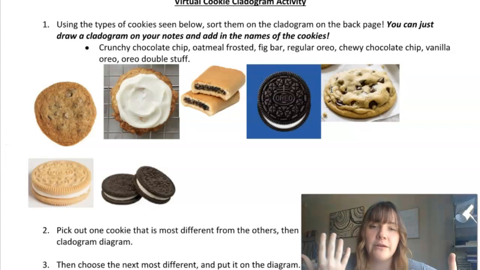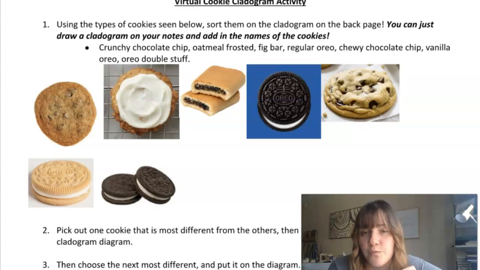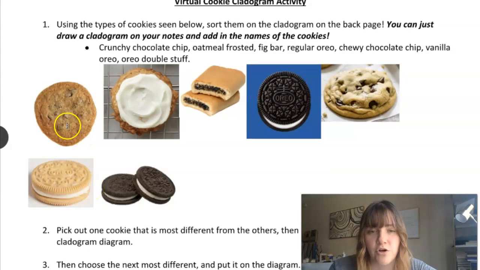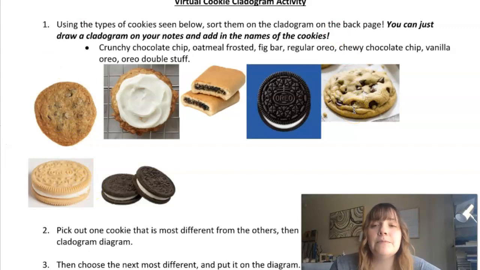So you start with a really basic criteria like shape, and then you start to move into, okay, let me group them into ones that are similar. A lot of people then group the Oreos together because they're really similar, and they group the chocolate chip cookies together because they're really similar. And so it's just thinking through the different ways that we group organisms.